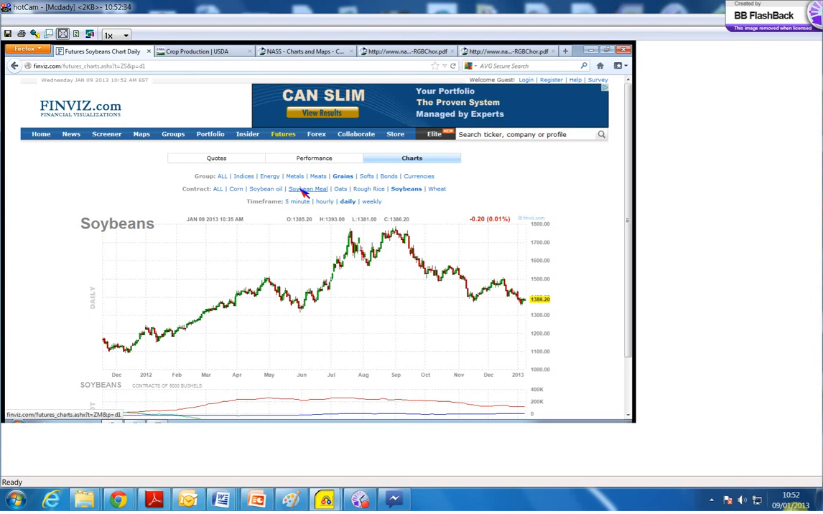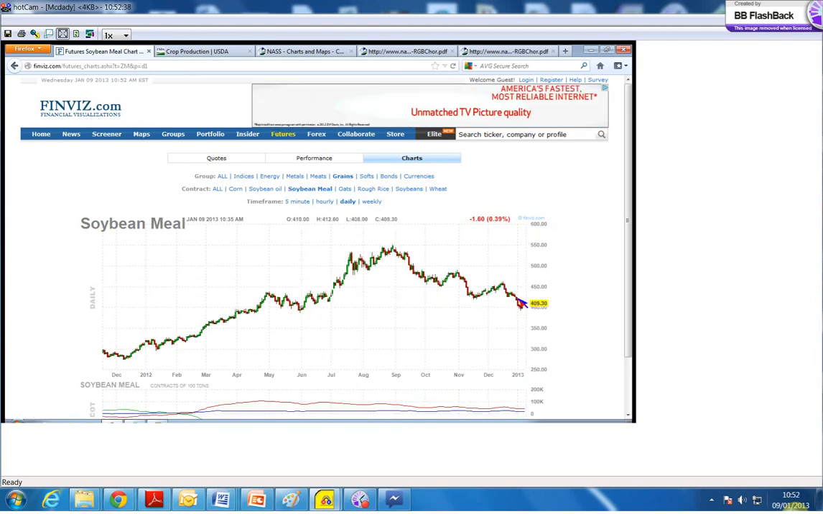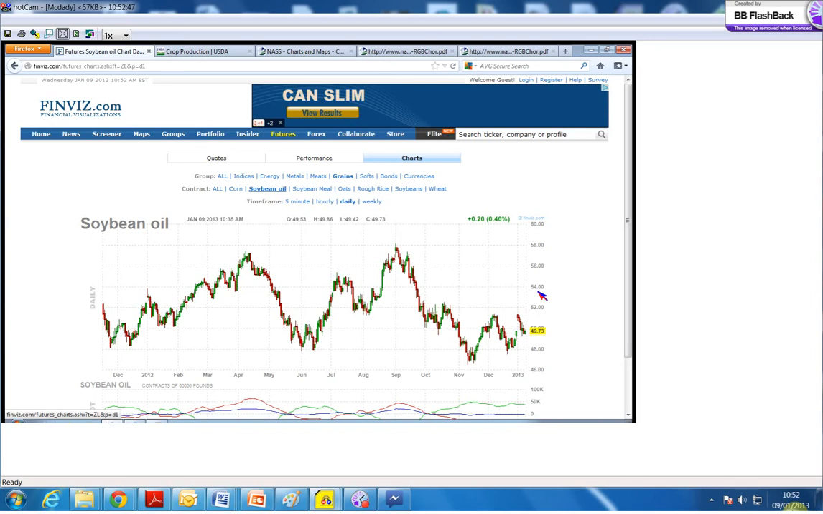The soybean meal also is slightly more negative. And if you want to look at the soybean oil, look at this. This is in a sideways pattern with a bearish slant. This is your structure point. You had the break. Now it's doing a price acceptance, but it is still strong.